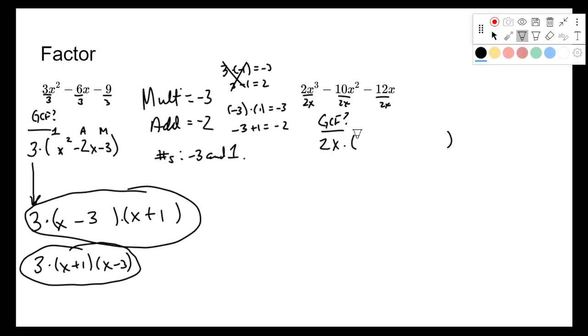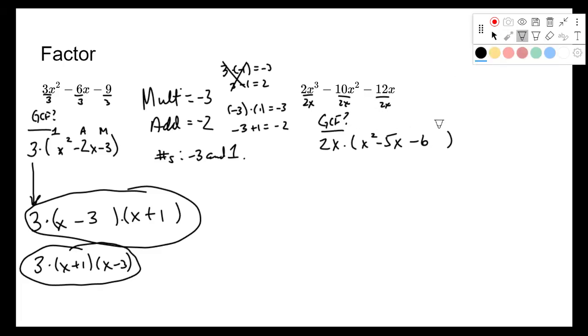2 divided by 2 is 1. 3 powers of x up top, 1 on the bottom, so there'll be 2 remaining. Negative 10 over 2 is negative 5. 2 powers of x up top, 1 on the bottom, that means there's 1 left. Negative 12 over 2 is negative 6. 1 power on top, 1 on the bottom, there's none left. So I have 2x times 1x squared minus 5x minus 6. Again, I don't need the 1, so let's get rid of it.